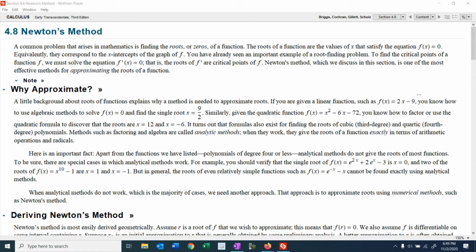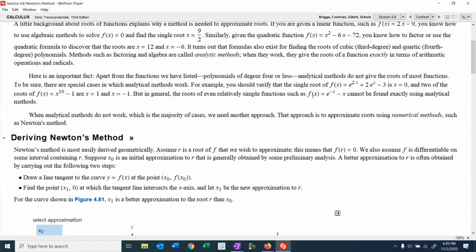Unfortunately, there are times when we can't use analytic or algebraic methods to find x-intercepts. So an example would be, let's suppose you had a function that looked like this, e to the minus x, and you wanted to find the x-intercepts. Now, when you set this function equal to 0, you would find that you couldn't solve for x algebraically. There's just not a way to find x algebraically in this particular case. And so we can't use an analytic method to solve for x. So instead, we're going to use a numerical method to approximate the x-intercepts for this function.